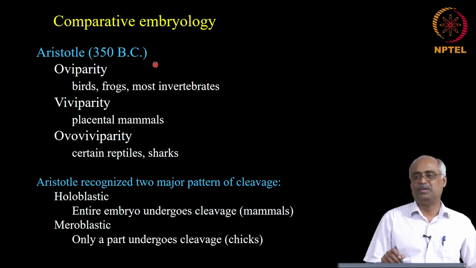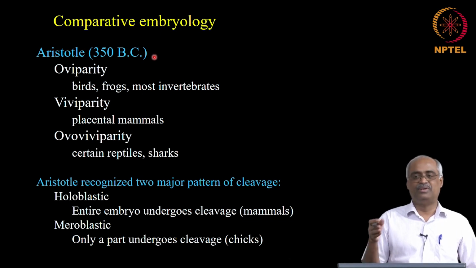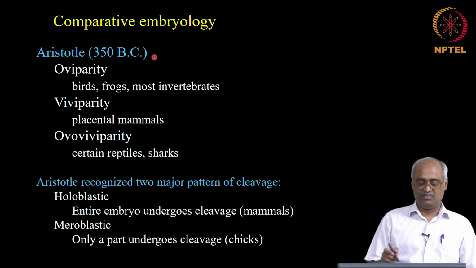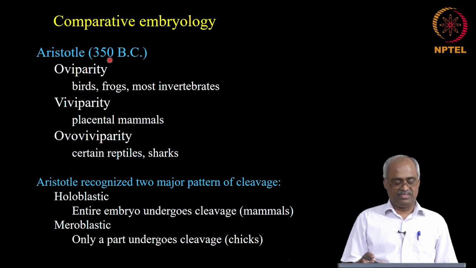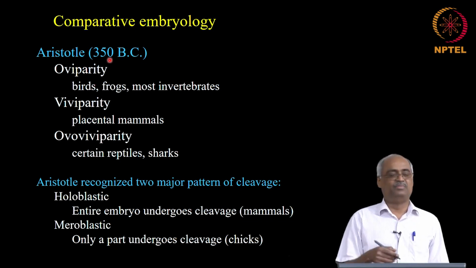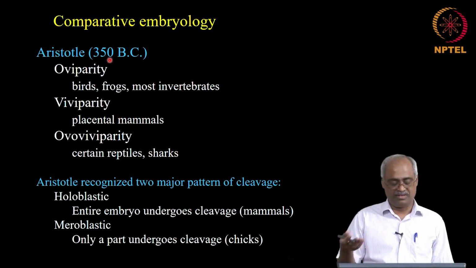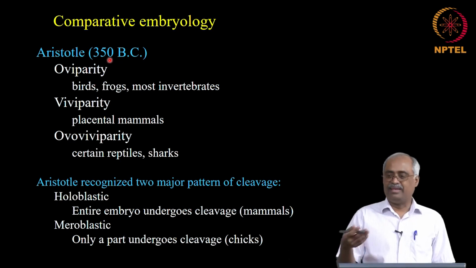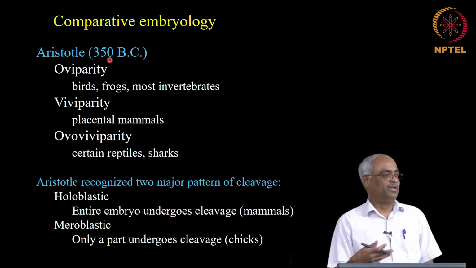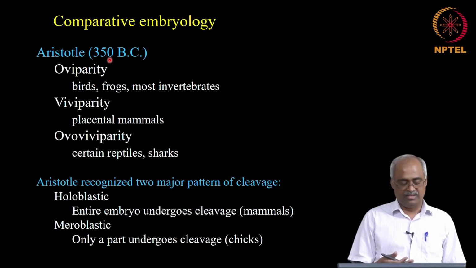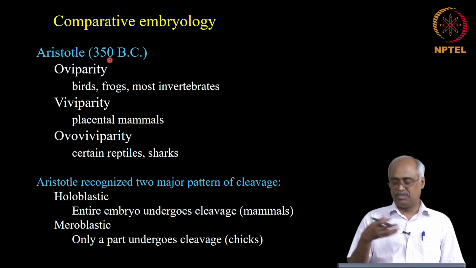Okay, he was the first one to observe and note the variations in the way the initial stage starts. For example, he identified there are certain organisms like frogs, birds and many invertebrates, they all lay eggs, and from the egg the new individual organism comes out. And then he noticed the placental mammals, the entire embryo develops inside the mother's body. So he called that viviparity, coming from the body, and oviparity coming from the ovum.